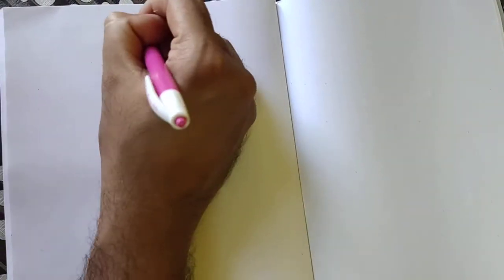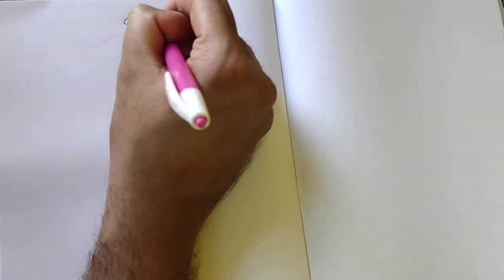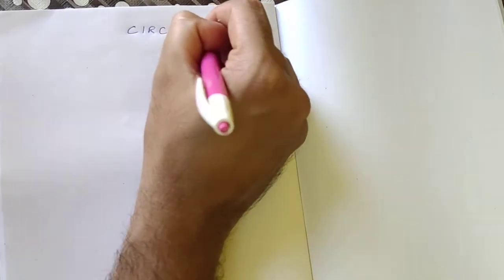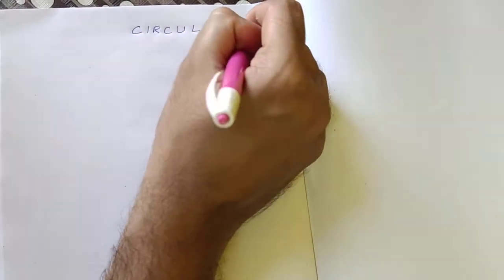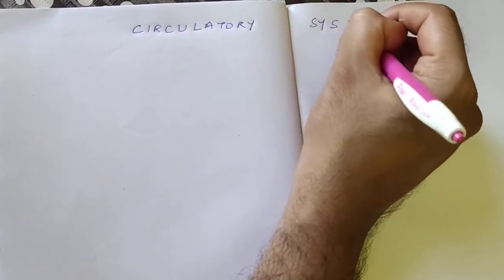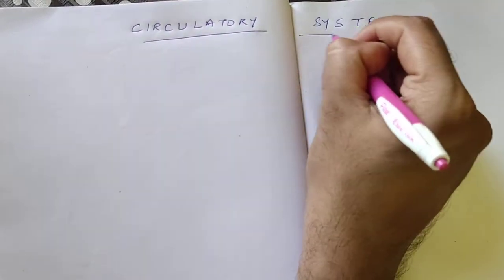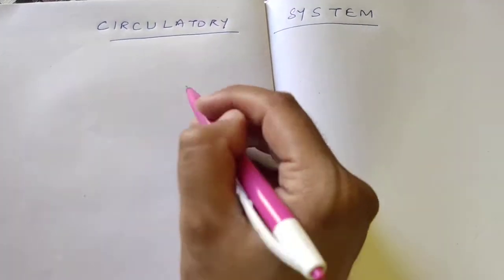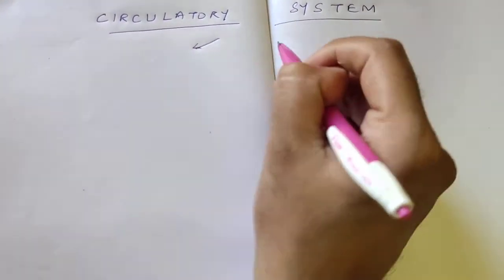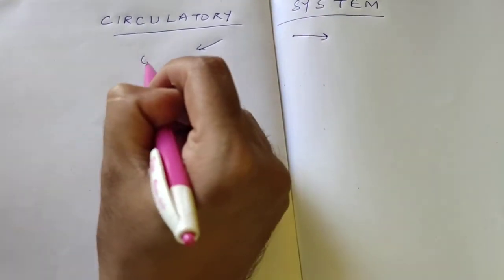Hi friends, today our topic of discussion is the circulatory system. As we all know, the circulatory system is basically of two types, open and closed.